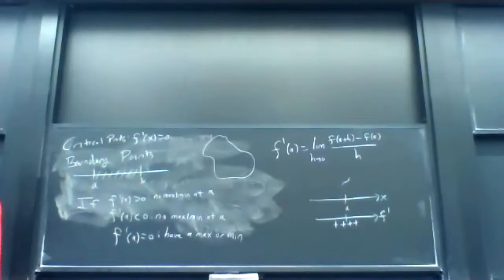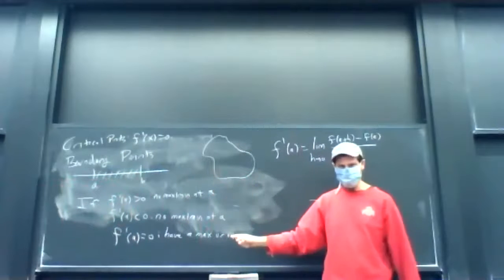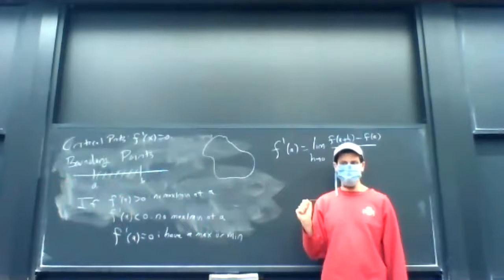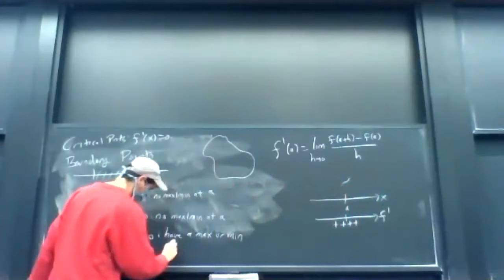Now, what can I conclude? If I have a max or min, then the first derivative is 0. So you can say you have a max or min candidate.